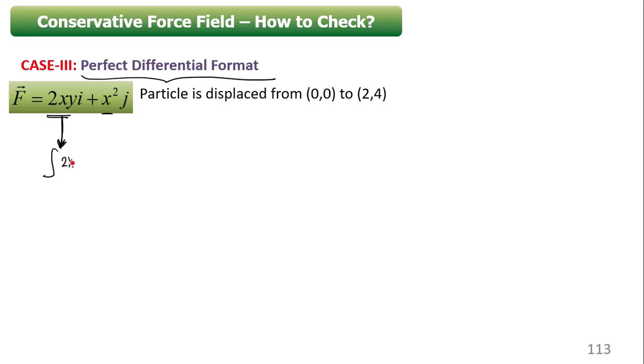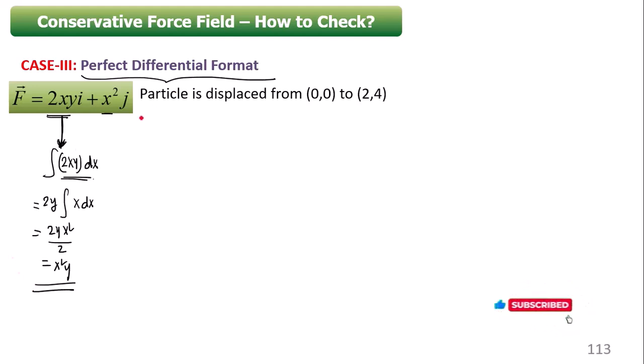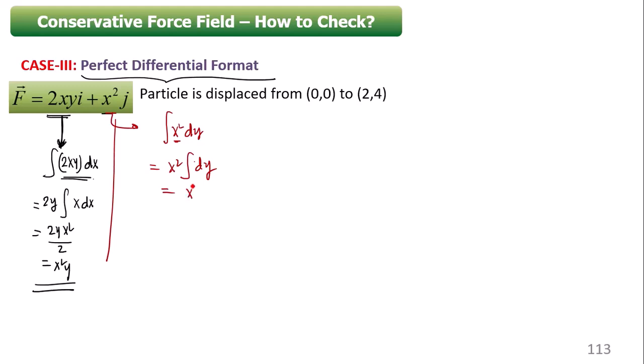So I am integrating 2xy with respect to x. Once I am doing this integration, I assume that y is constant, so I take 2y outside, and the integration of x dx gives 2y into x square by 2. That means ultimately I am getting x square into y. For the second part, do the integration with respect to y, but assume that x is now constant, so take x square outside multiplied by the integration of dy. The integration of dy is y, so I am getting x square y.